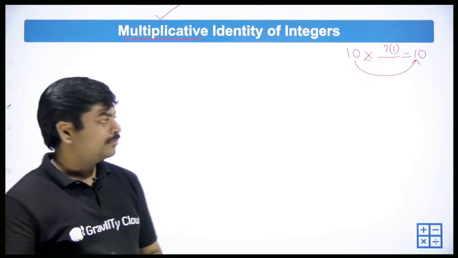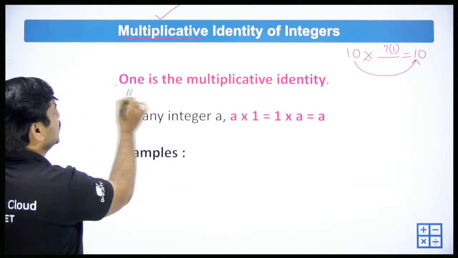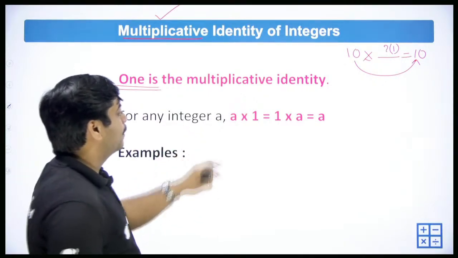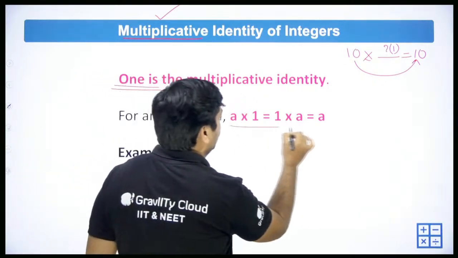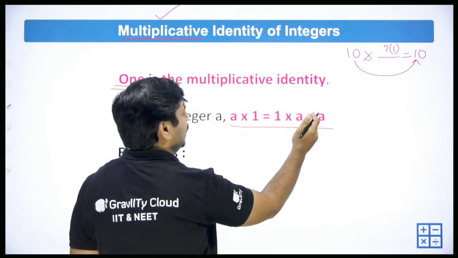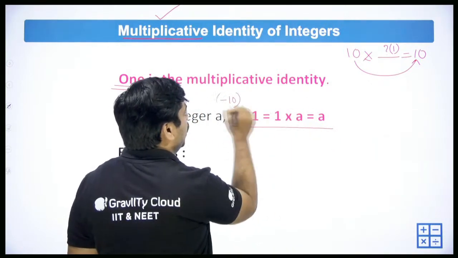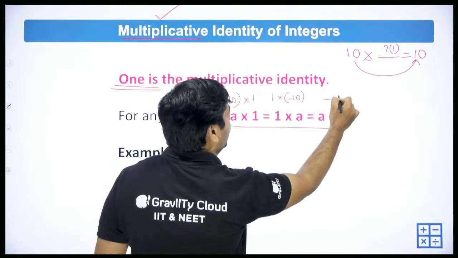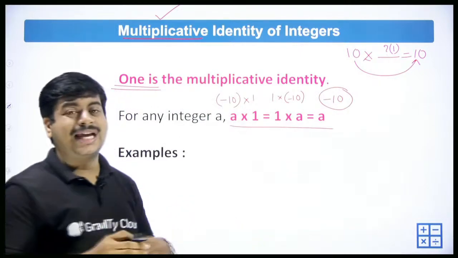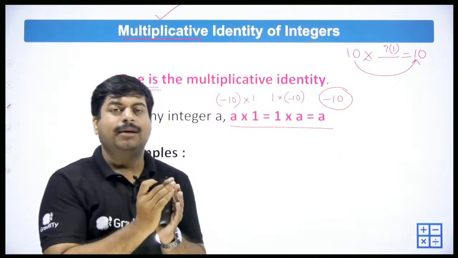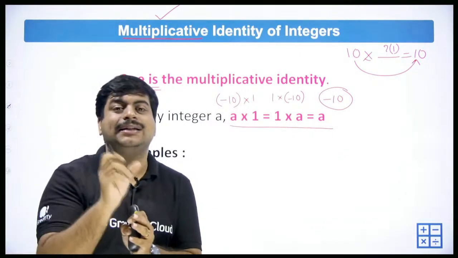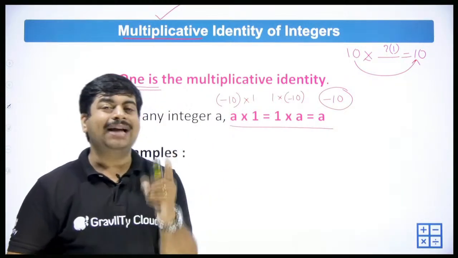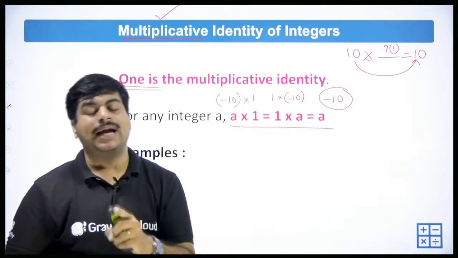Only 1, right? You can see here, 1 is a multiplicative identity. For any integer A, A into 1 and 1 into A will give you the same number A. Minus 10 into 1 or 1 into minus 10 will give you the same number, minus 10. Your answer will not change. Your sign will not change. Same number coming again, that is called identity. Here we are multiplying, so we say multiplicative identity. In the previous case we added, so it is additive identity.